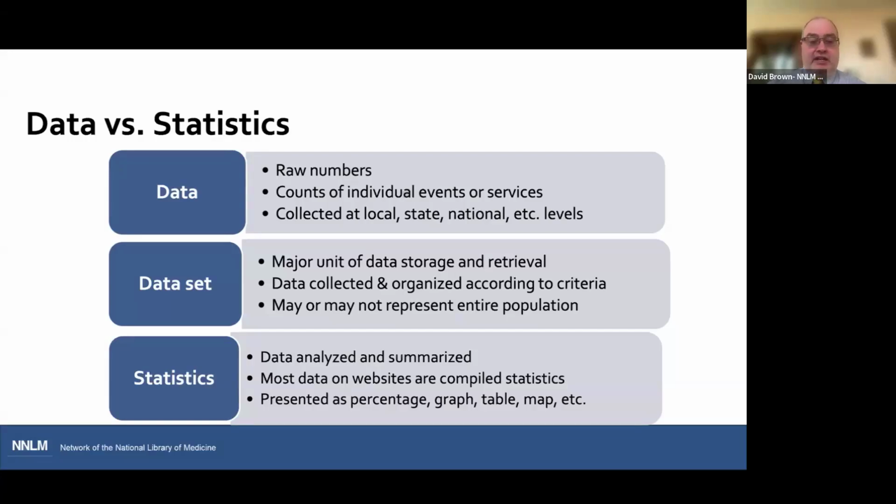Is it not? In general, most data on websites are compiled as statistics. Again, we don't usually produce or give raw data. We do an analysis and say 50% of America is experiencing overweight or obesity. Just some general numbers that we throw out there as we go along. And usually it's presented as a percentage, graph, table, map, some way that it's more of an infographic, not just raw numbers out there. It's actually put in a way that does it.